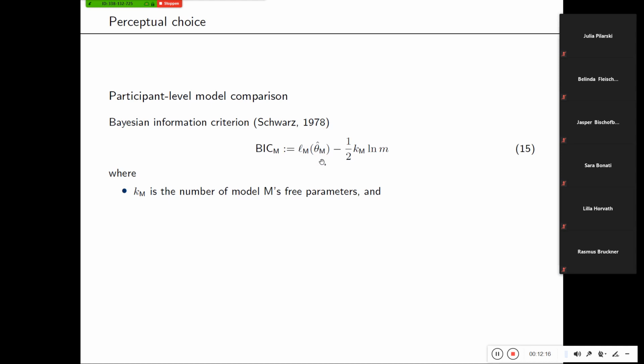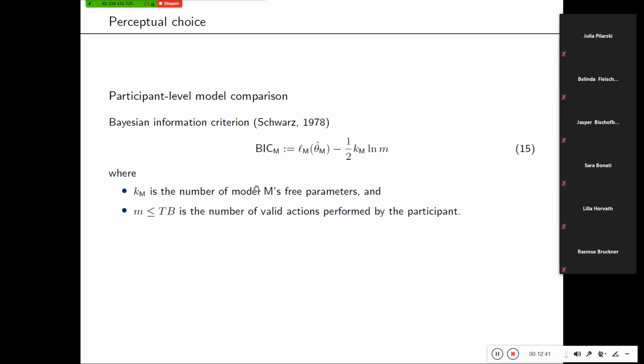So I just use the definition in the Schwarz paper, which uses the log likelihood function. If the log likelihood gets higher, the Bayesian model comparison criterion gets better, and what is punished is the number of parameters. So Km is the number of model free parameters, multiplied by the log of n, the number of valid actions.